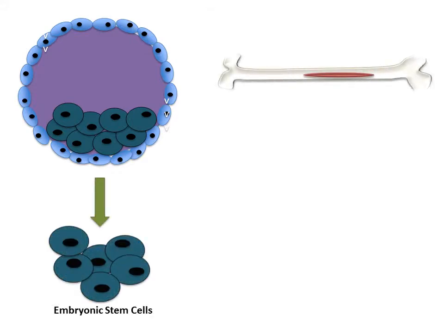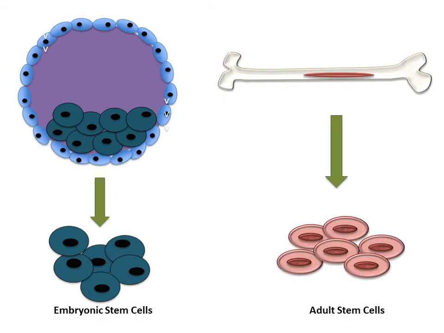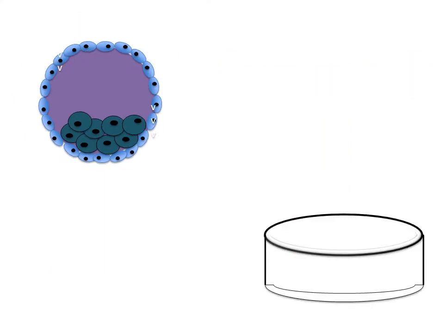There are two broad categories of stem cells: embryonic stem cells and adult stem cells. Embryonic stem cells, as their name suggests, are derived from embryos. Specifically, they are extracted from the inner cell mass of the blastocyst, an early embryo structure that forms 5 days after fertilization.